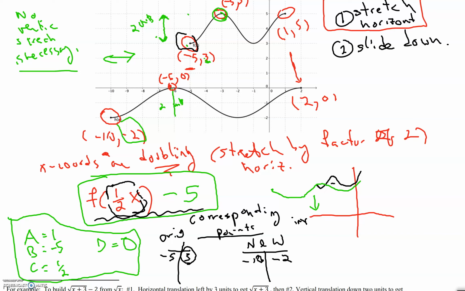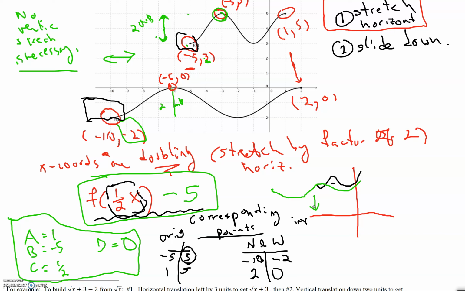So now we just need to check, is -10, -2 actually on the graph? Yes, it is. So that point went where it was supposed to go. And we could check another one. How about 1, 5? Where does 1, 5 go? Well, 1 should get multiplied by 2, and 5 should get 5 subtracted from it. So 2, 0 should be on the graph, and indeed it is. So you can check your corresponding points and make sure you're on the right track this way.